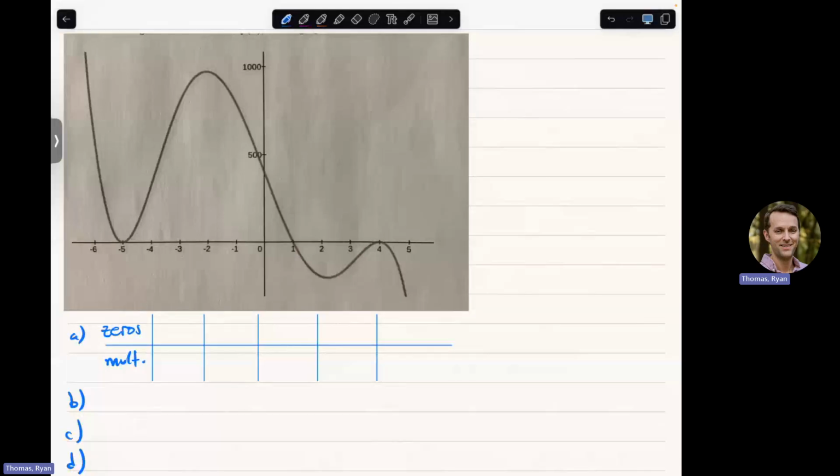Walk me through it. Okay, for the zeros, -5, 1, and 4. Does everybody agree? Okay, here and here and here. Zeros means the same thing as x-intercepts, right? So there they are. Okay, what about their multiplicities?